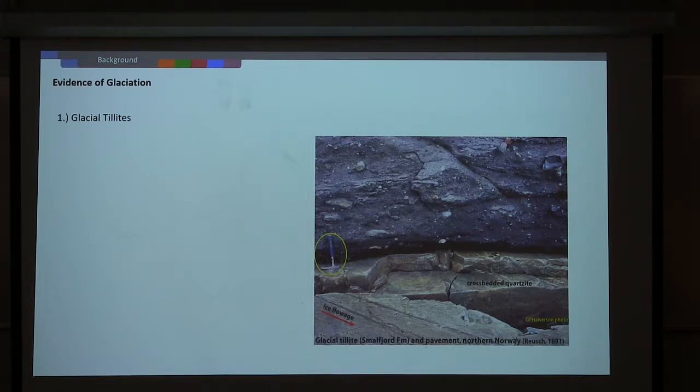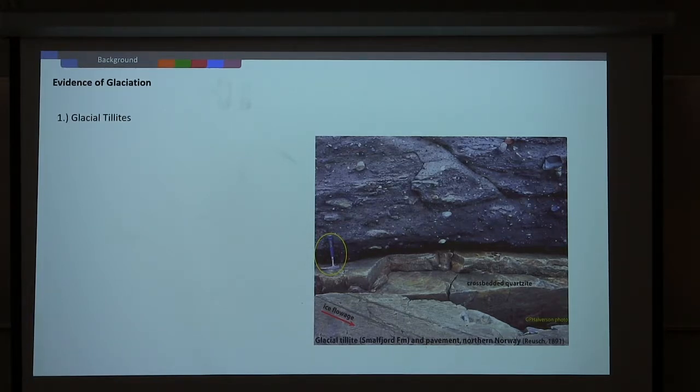Here we have an example of a glacial tillite seen from northern Norway. And this is a modern day glacial tillite. But essentially glacial tillites are just the sediments that are deposited by glaciers. As glaciers form and move, they erode down into the bedrock beneath, picking up sediment and rock fragments. Eventually, as they melt, they deposit these sediments, as we see here between this quartzite, this tan unit here, and above it, the glacial tillite.